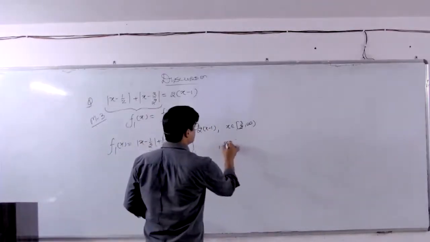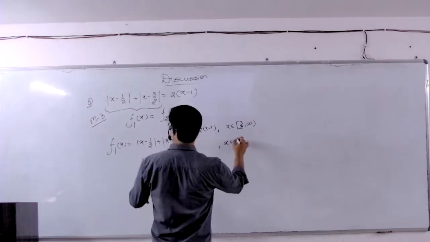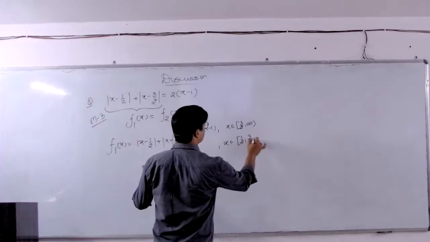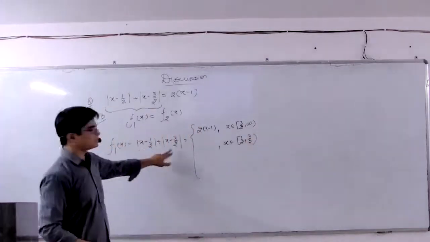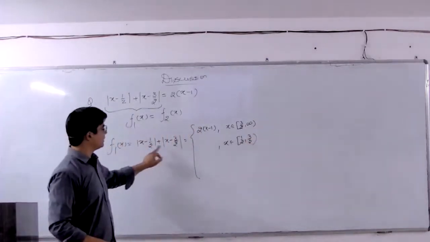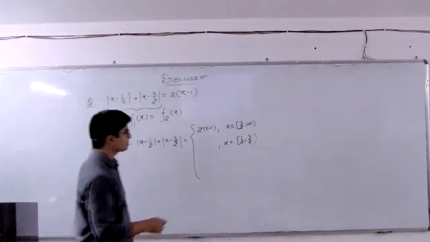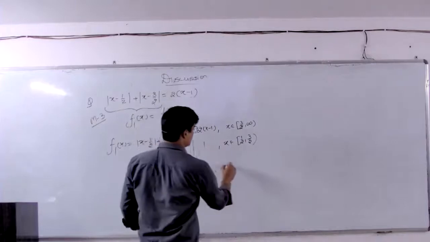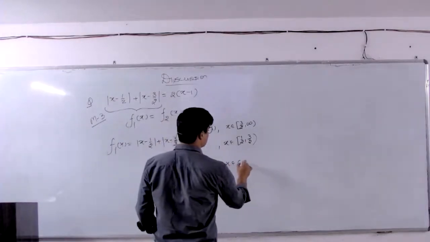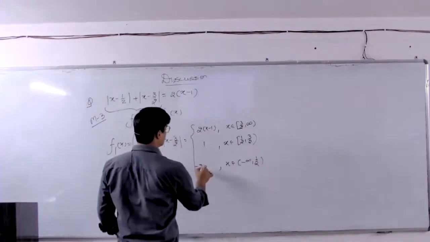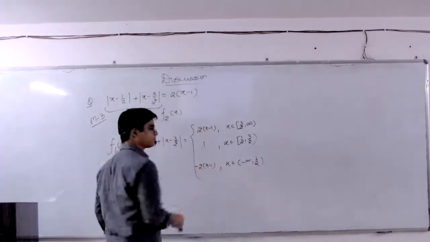Let's say x is an element of 1 by 2 to 3 by 2. That time this is positive, this is negative: x minus 1 by 2 minus x plus 3 by 2. We will get 1. And this is x is an element of, let's say, minus infinity to 1 by 2. That time we will get minus 2 times x minus 1. Yes or no?